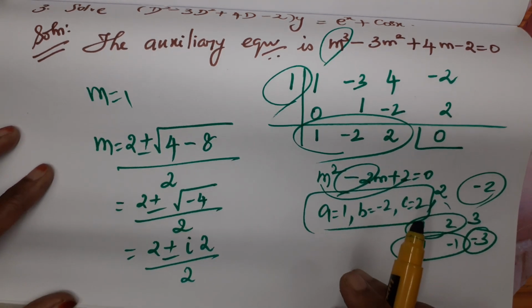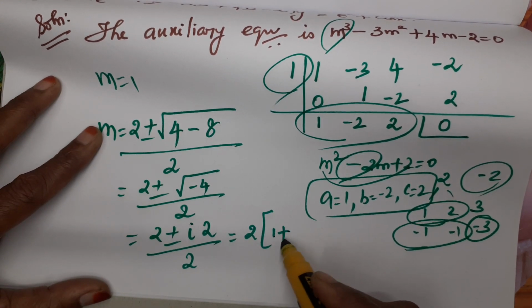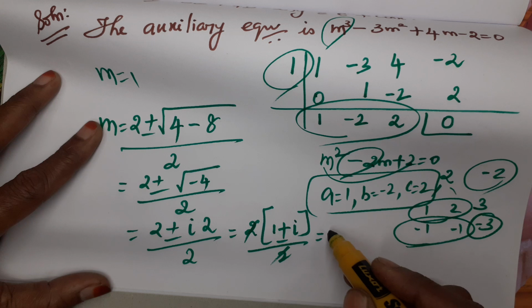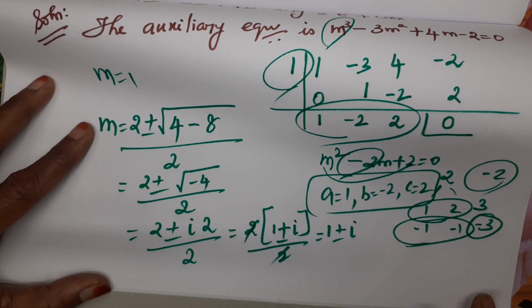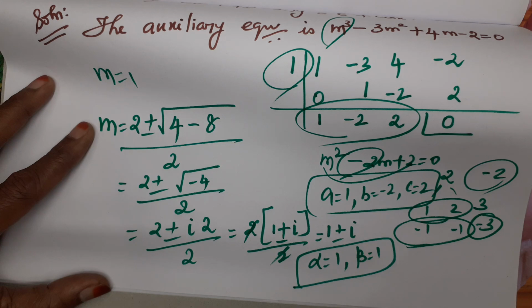In the numerator I can take 2 outside, so 2 into 1 plus or minus i, by 2. The 2 cancels. So it is 1 plus or minus i. How to write the complementary function? Here alpha is 1 and beta is 1.